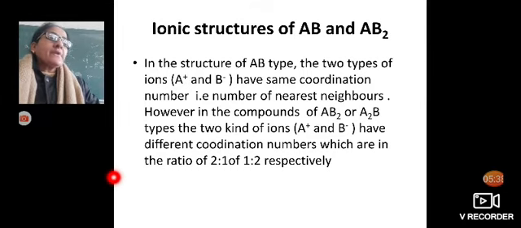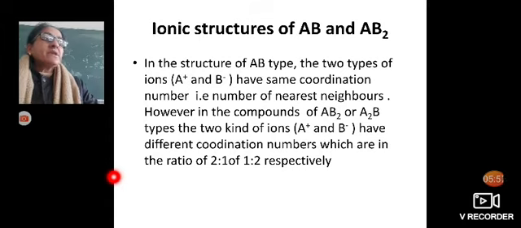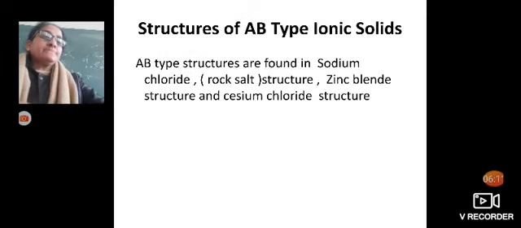In the structure of AB type, the two types of ions, A positive and B negative, have the same coordination number, that is, the number of nearest neighbors. However, in the compounds of AB2 or A2B types, the two kinds of ions, A positive and B negative, have different coordination numbers, which are in the ratio of 2:1 or 1:2 respectively.